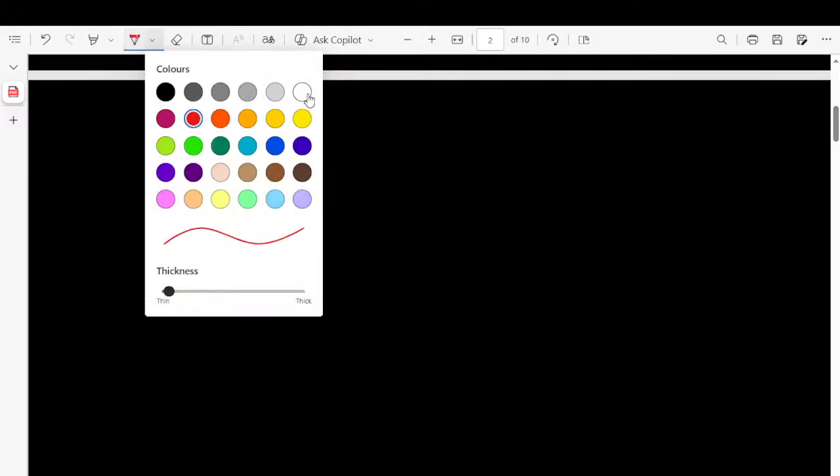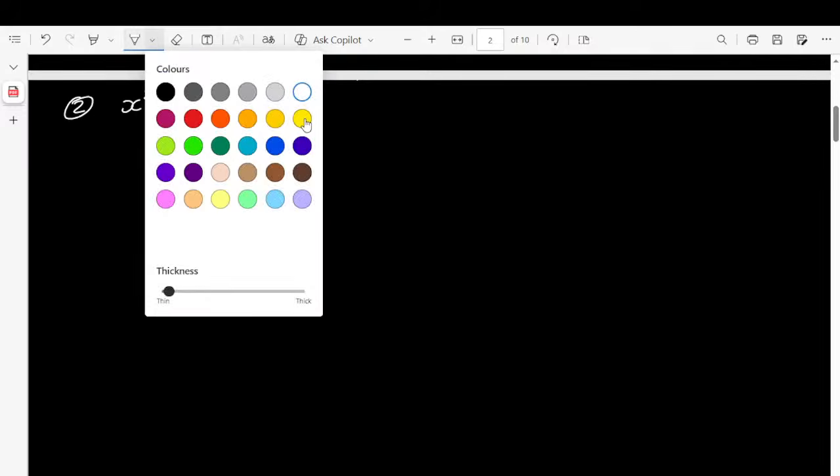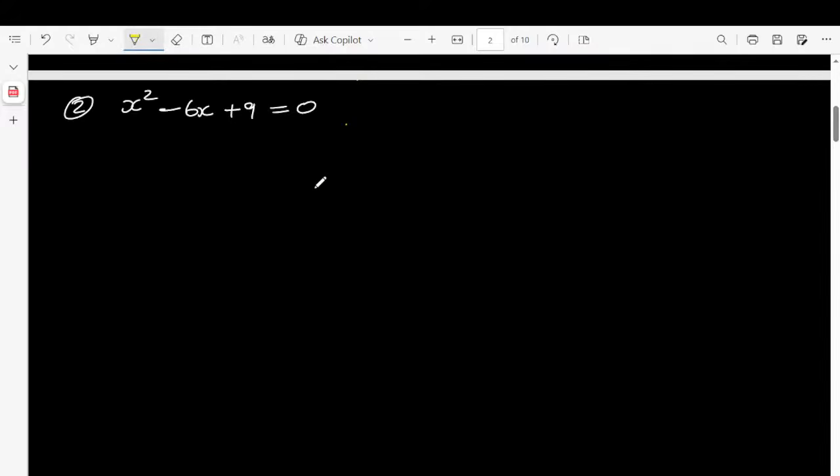Let's do the second example. Let's see what we have here. Number 2. Let's say I need to find the nature of the roots for this equation: x squared minus 6x plus 9 equals 0. So this is my equation, and I need to find the nature of the roots.